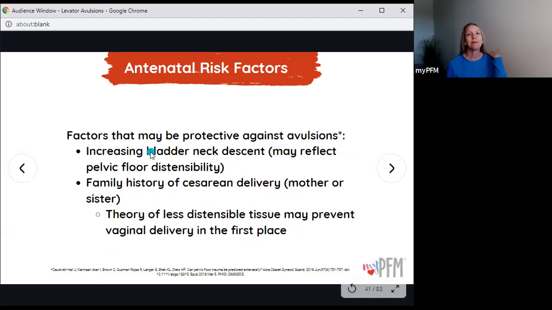Okay, so factors that may be protective against avulsions. All right, so increasing bladder neck descent. That may reflect that the pelvic floor is more distensible and the tissue is more distensible. And then a family history of cesarean delivery, so either mother or sister. If you had a mother or sister that had a C-section, then you were more likely to have a C-section. And if you're more likely to have a cesarean delivery, then you're less likely to have a levator avulsion. That's basically the theory that less distensible tissue may prevent vaginal delivery in the first place.